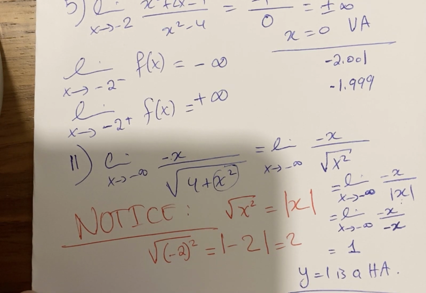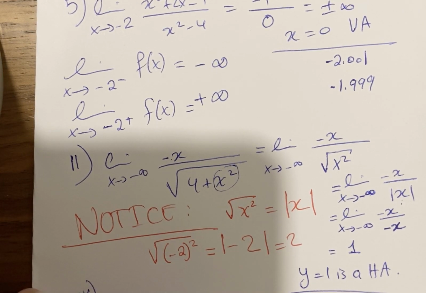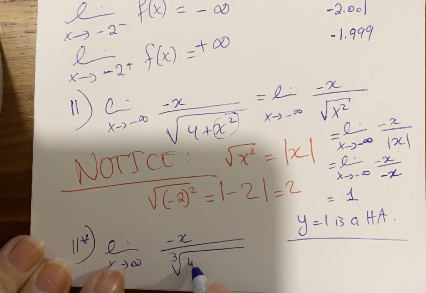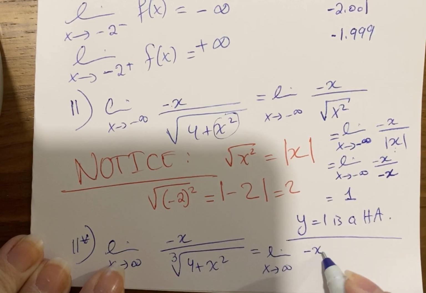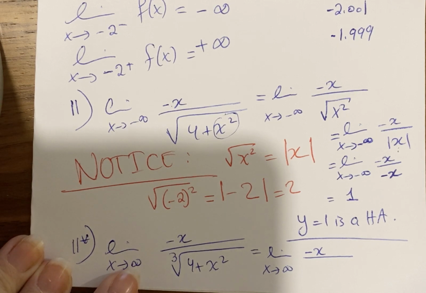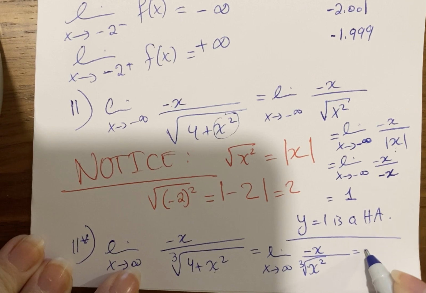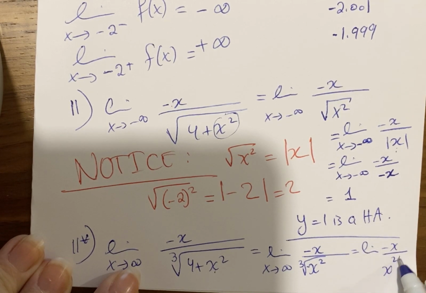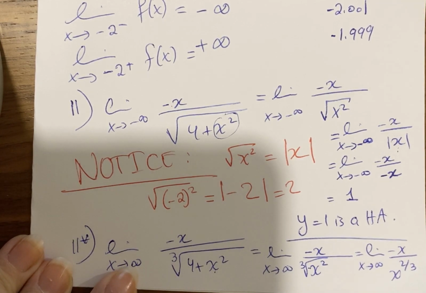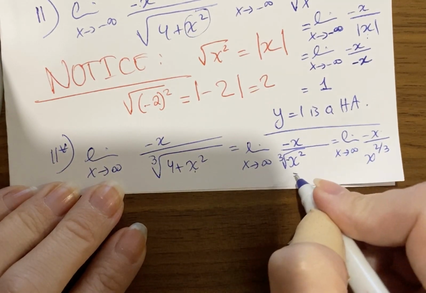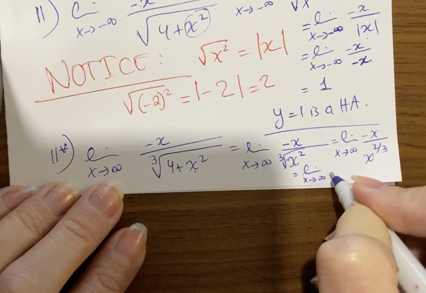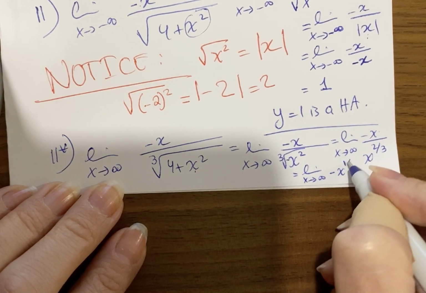What if it was, so this is just an additional question, what if it was like this? Third root of 4 plus x squared. What would you do? This will be the limit. What's the highest power up? Minus x. What's the highest power down? It will be the third root of x squared, which means it is x to the power 2 over 3. Which one is the higher power? 1 or 2 over 3? 1 is bigger. So who is in control when we simplify? 1 minus 2 over 3, 1 over 3.